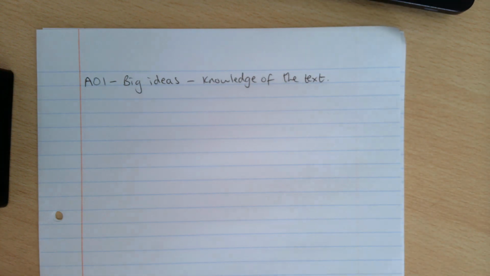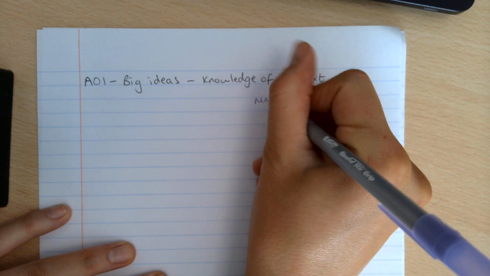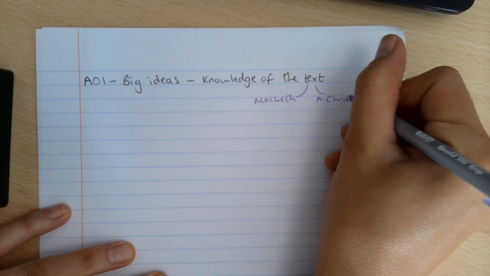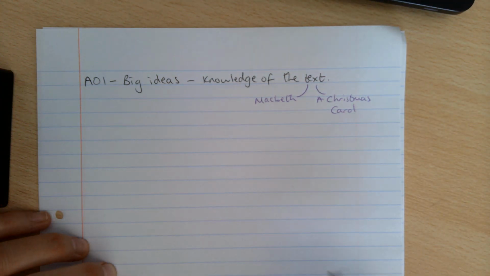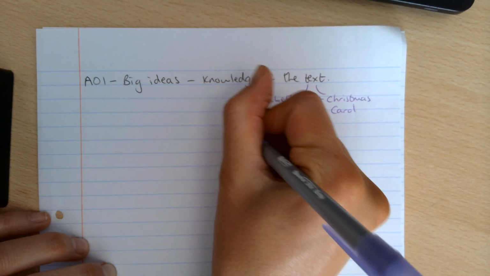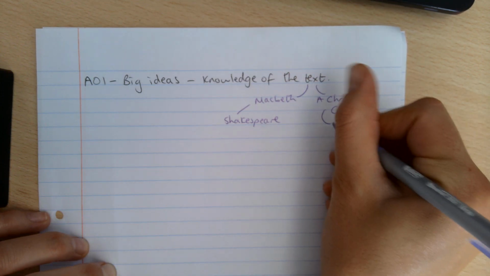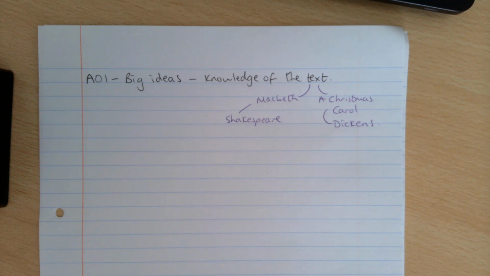So on Monday, the text for you is Macbeth, and it is A Christmas Carol. Okay, so Macbeth is written by Shakespeare. Let's make sure we spell that correctly, please. And then A Christmas Carol is Dickens. Okay, so that is AO1.